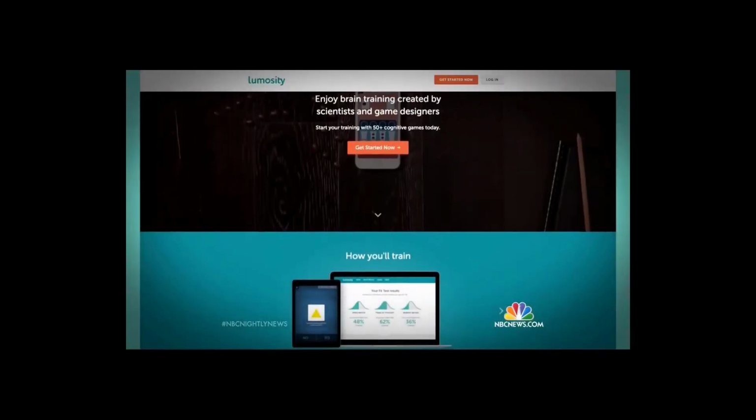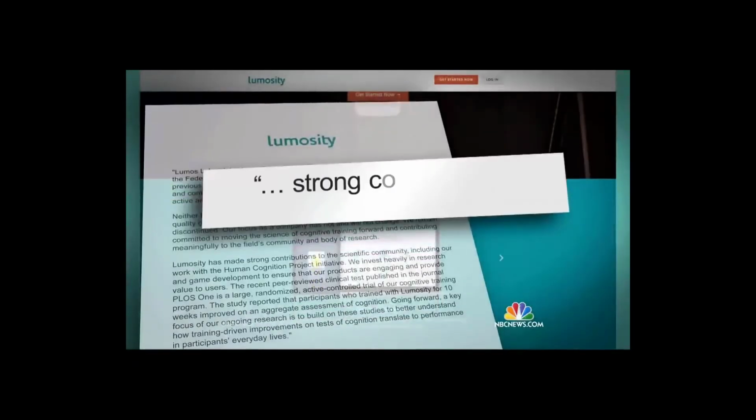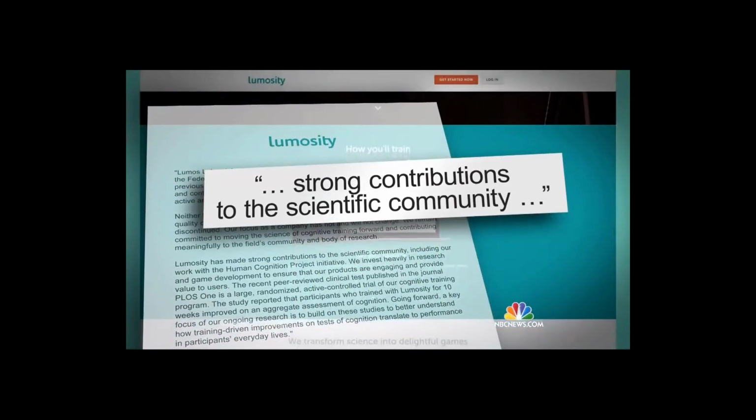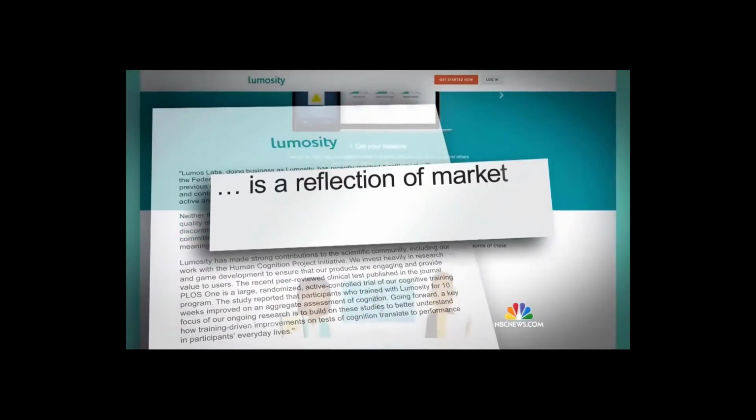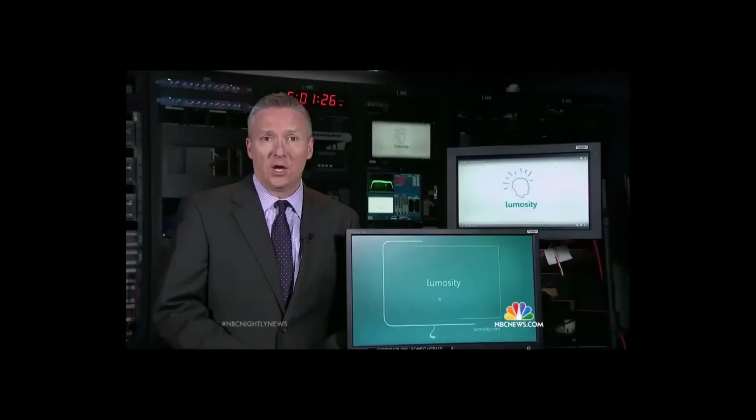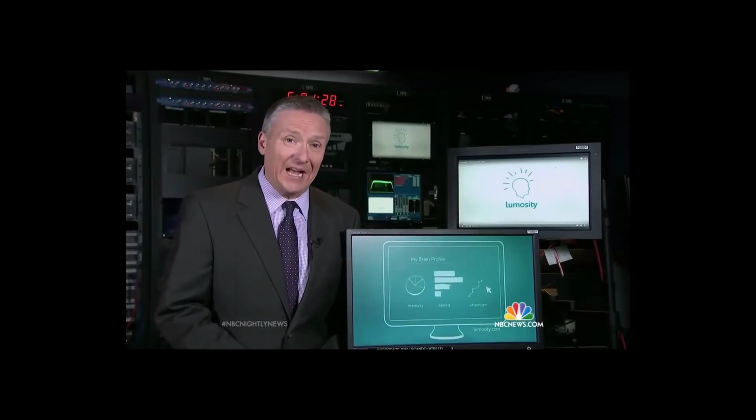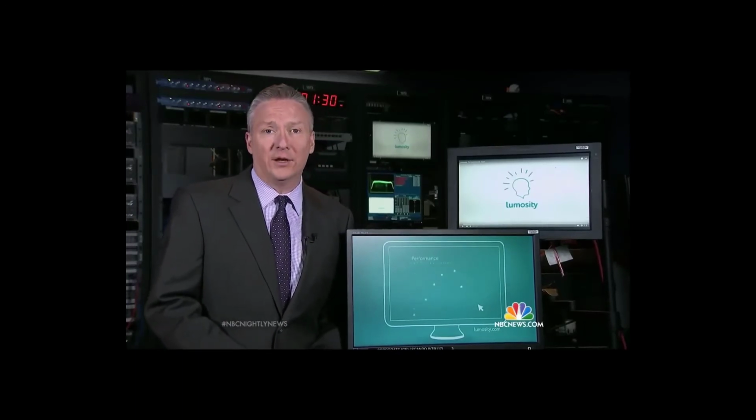Today, Lumosity told NBC News it has made strong contributions to the scientific community, and the $2 million government fine is a reflection of marketing language that has been discontinued. While Lumosity customers can cancel their subscriptions and apply for a refund, researchers do say it's important for senior citizens to remain mentally active, interact with others, exercise, and do puzzles. But there's no guarantee that will keep Alzheimer's at bay.